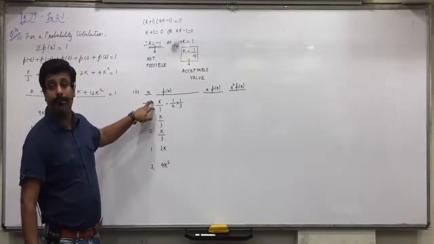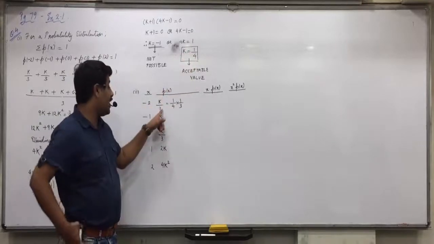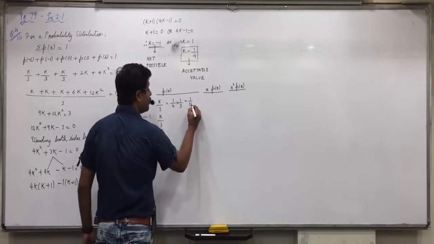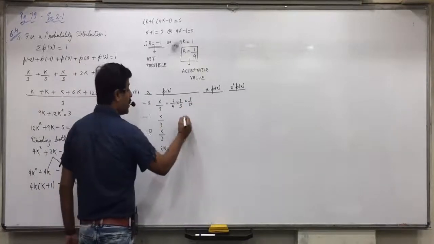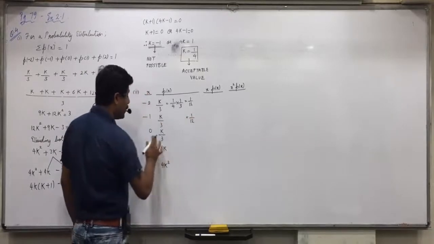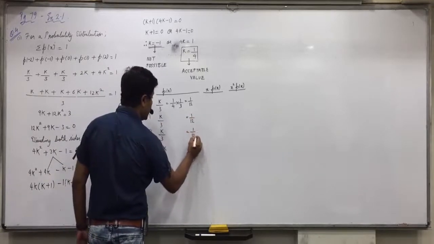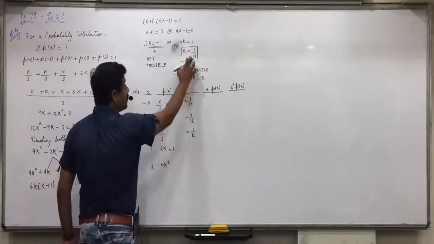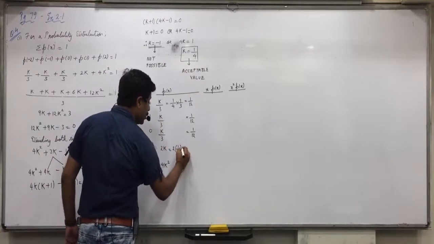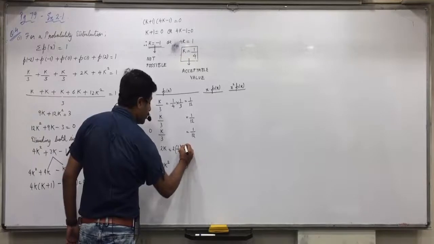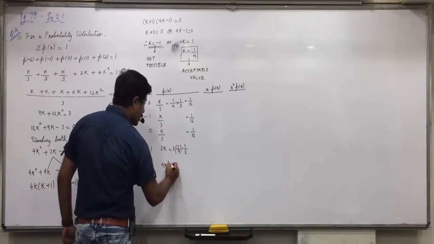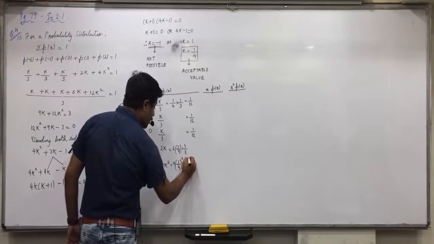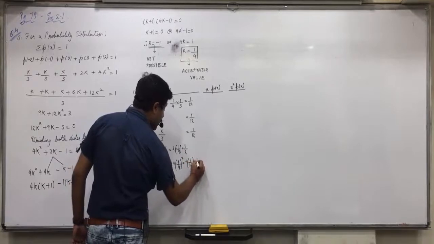K by 3, in place of K 1 by 4. Now divide by 3 means into 1 by 3. So 1 by 12. Now again K by 3, so directly 1 by 12. Again K by 3, so directly 1 by 12. That solution we have already done. Now 2K, so 2 into what is K? 1 by 4 means 1 by 2. 4K square, so 4 into 1 by 4 square. So 4 into 1 by 16, that is 1 by 4.